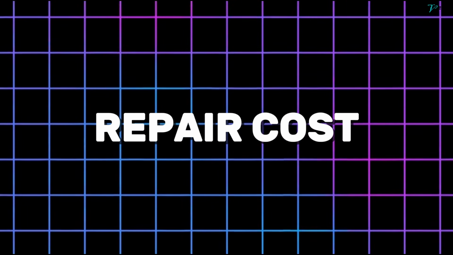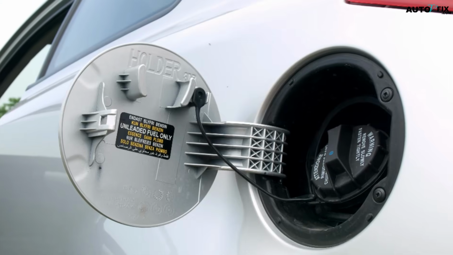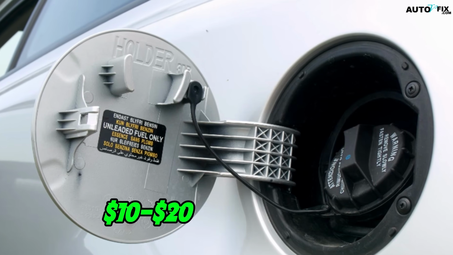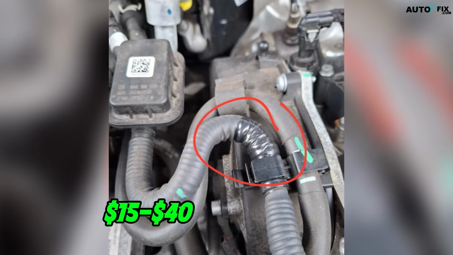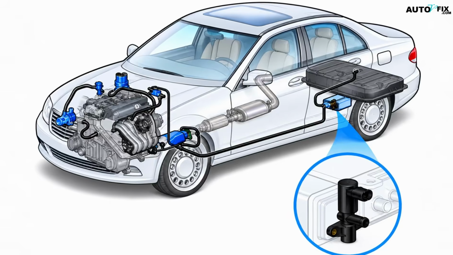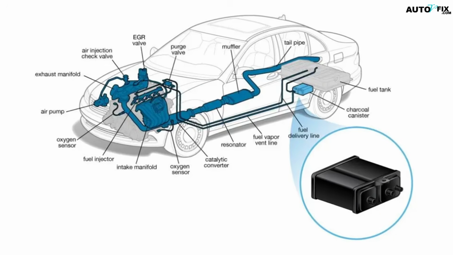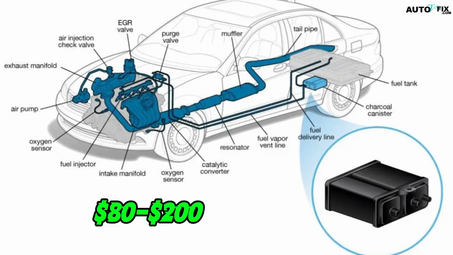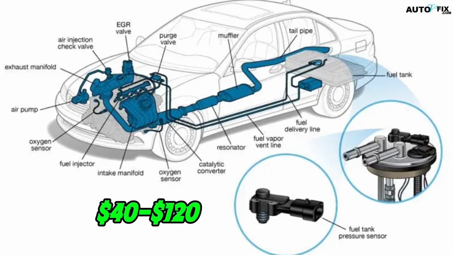Let's talk about repair costs because this is where a proper diagnosis really pays off. A replacement gas cap typically costs between $10 and $25. A damaged EVAP hose may cost anywhere from $15 to $40. Purge valves generally range from $40 to $100, while vent valves often cost between $30 and $80. A charcoal canister can range from $80 to $250 depending on the vehicle, and a fuel tank pressure sensor typically falls somewhere between $40 and $120.